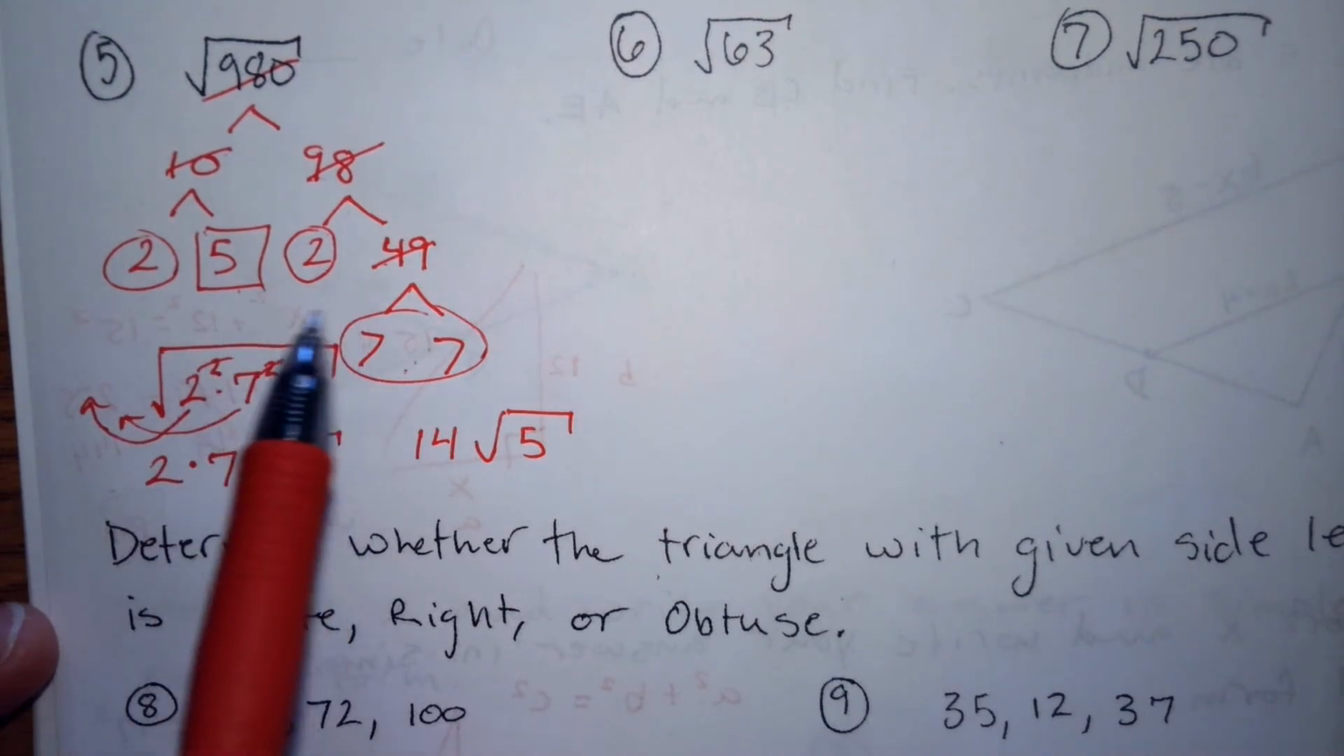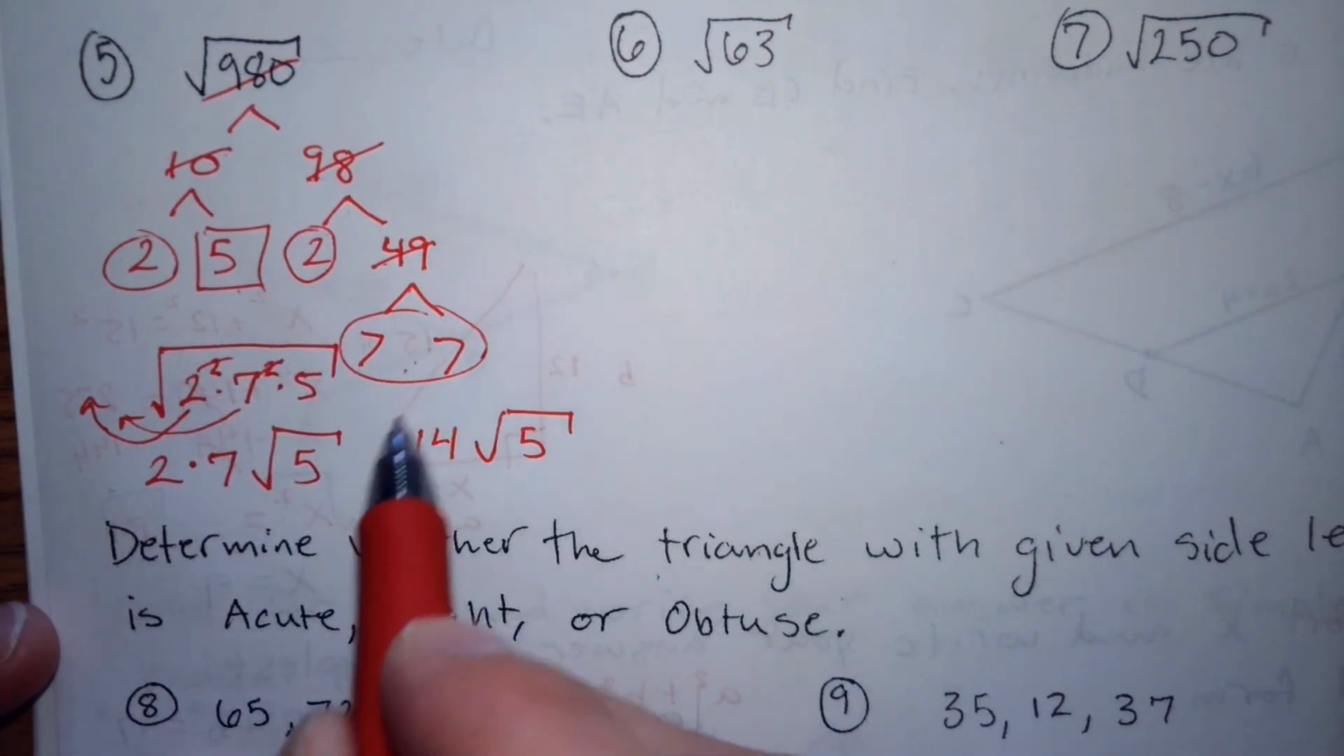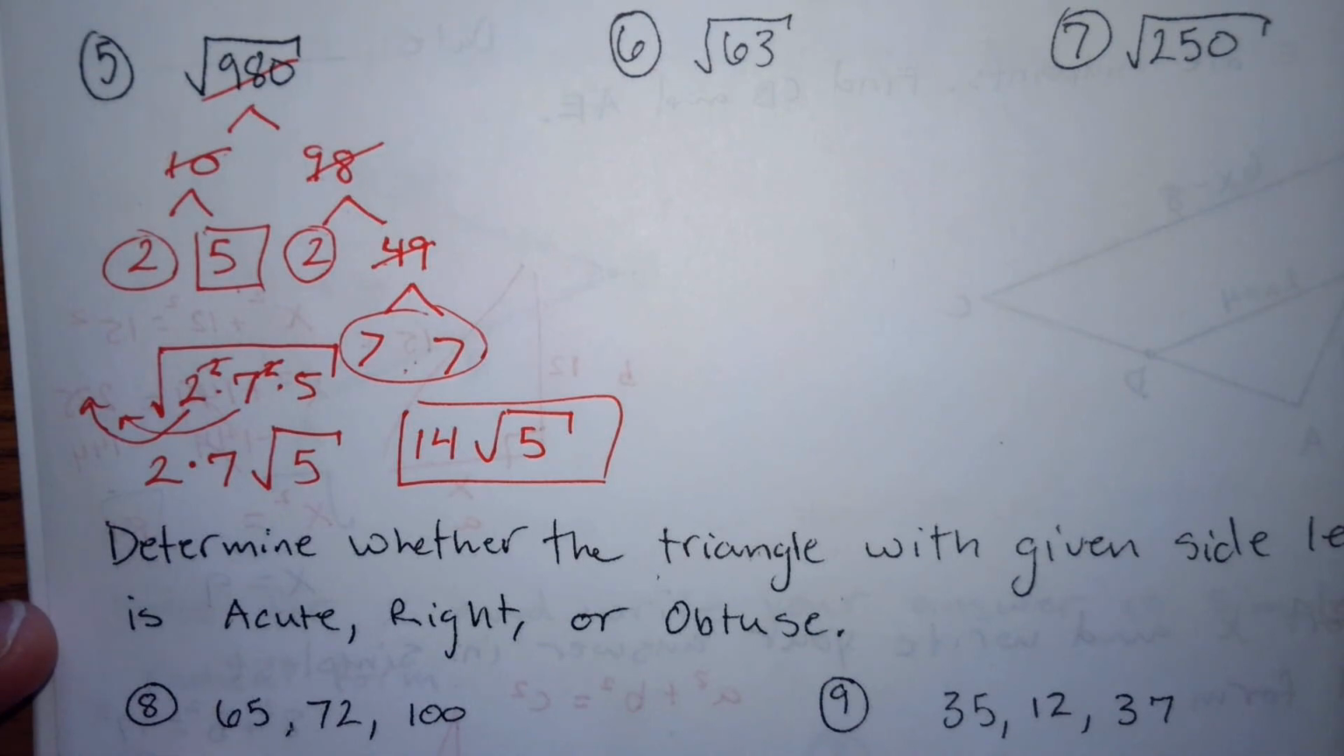If there's multiple things on the inside, I also multiply those. But that's what the answer is. That was a long-winded explanation, but we're done.